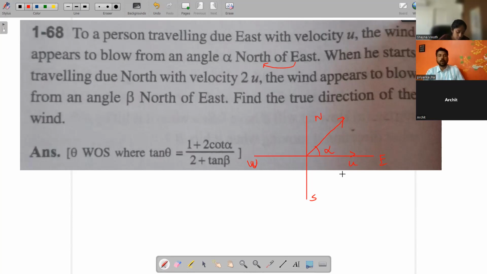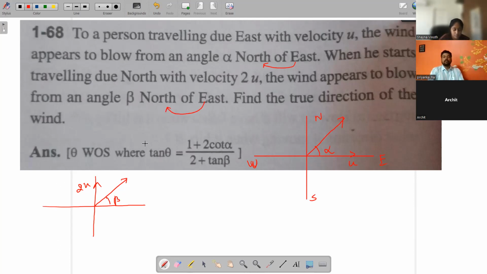He will observe it. When he starts traveling due north with speed 2u, or velocity 2u, the wind appears to blow from an angle beta north of east. Again, this angle. This is angle beta from north of east. So from east to north. And the true direction of wind.